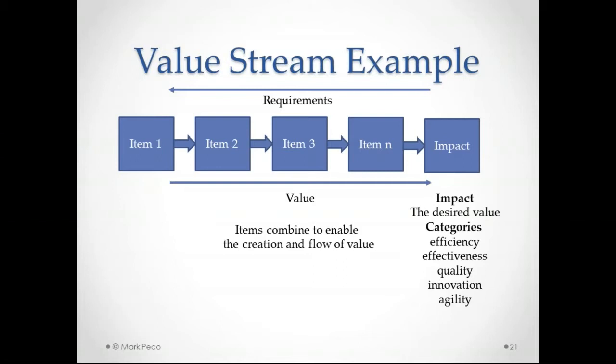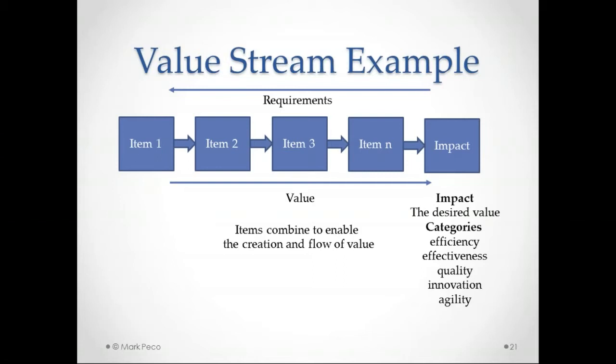So think about value streams as a way to understand how things across departments or organizational units must interact and work together to produce positive results. This is a very generic view, and I'm going to show you an example in a second in terms of the world of data. So you can think of this as a system where items blend and combine together to enable the creation and flow of value. Before I move on to the next slide, there's one other property you can think of.